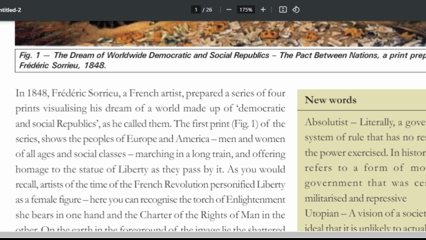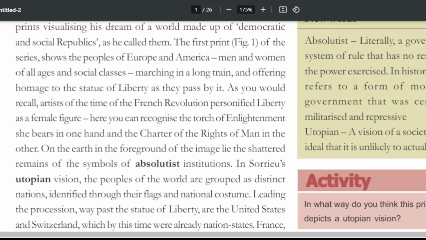The first print, in Figure 1, of the series shows the people of Europe and America, men and women of all ages and social classes, marching in a long train and offering homage to the Statue of Liberty as they pass by it. As you would recall, artists of this time, of the French Revolution, personified liberty as a female figure. Here, you can recognise the torch of enlightenment she bears in one hand and the Charter of the Rights of Man in the other hand.